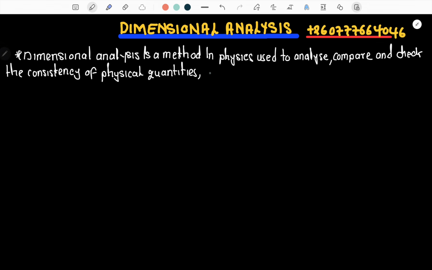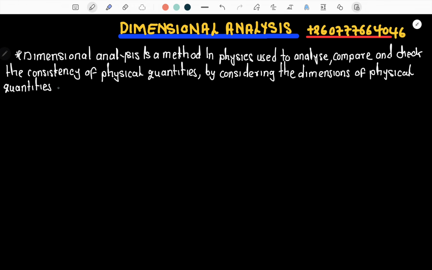Now, this is very important. By considering the dimensions of physical quantities of number one, mass, length, which is L, and of course time.